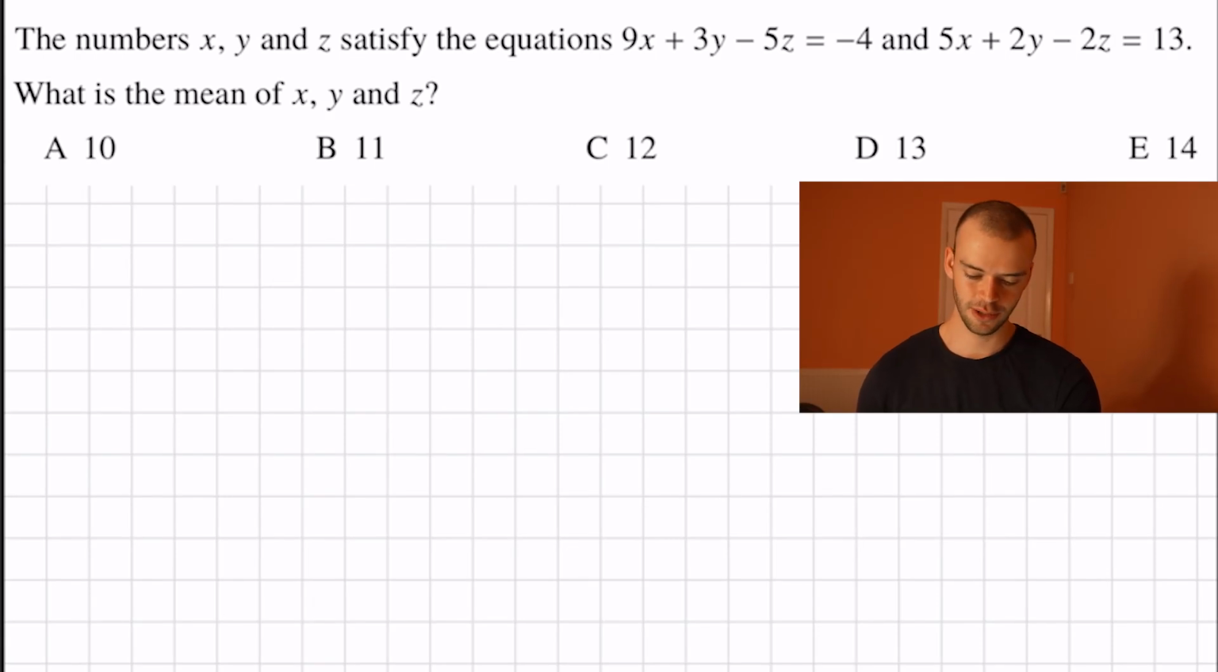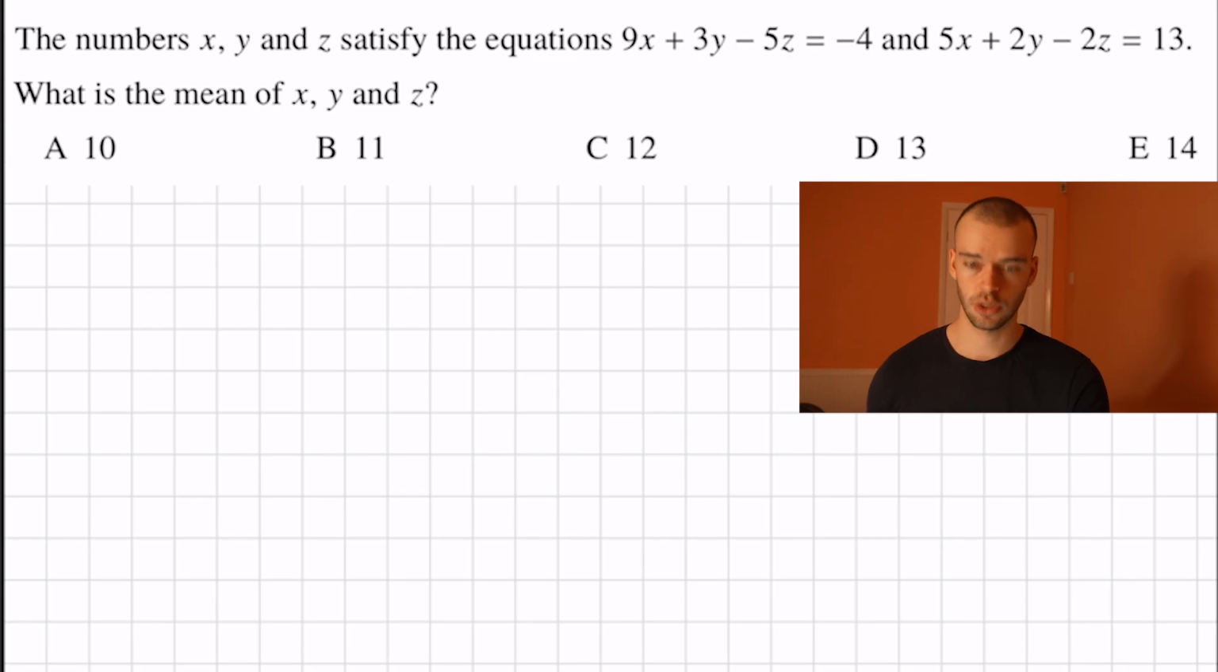I've got an interesting looking question here today, so let's have a read of it together. The numbers x, y and z satisfy these weird equations. What is the mean of x, y and z? Have a go at this by yourself, pause the video, then unpause it and we'll try and work it out together. Cool, alright, let's get started.